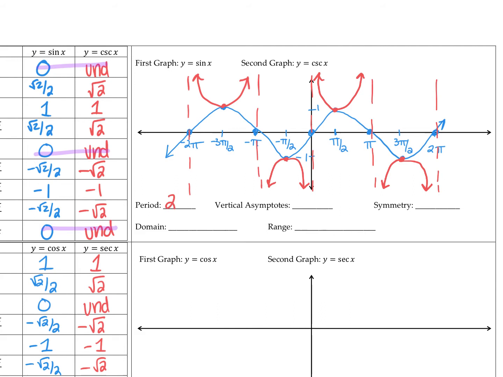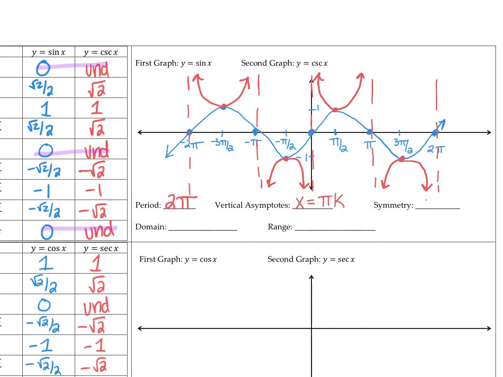So the period is not going to change. My vertical asymptotes, we have to figure out how to write an equation for that. So my vertical asymptotes look like they're repeating every pi. So I'm going to write that as pi times k, because pi times 0 would give me this asymptote at 0, pi times 1 would give me pi, pi times -1 would give me negative pi. So that's going to help me get those asymptotes.